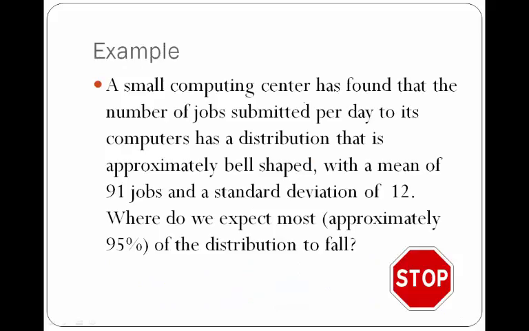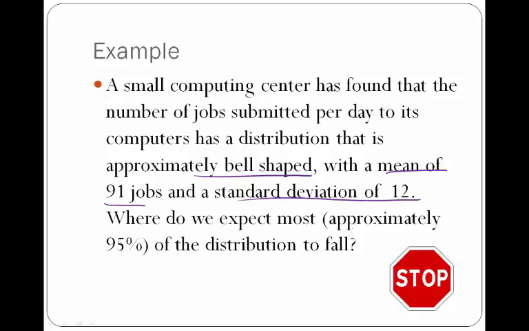A small computing center has found that the number of jobs submitted per day to its computers has a distribution that is approximately bell-shaped. And again, we can't use the empirical rule if we don't have approximately bell-shaped or normal data. We also need the mean, which in this case is 91, and the standard deviation, which is 12. And if you've got data where that's not given to you, then you have to use software to find it.